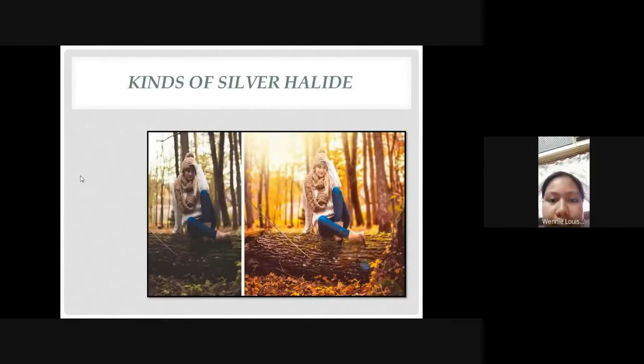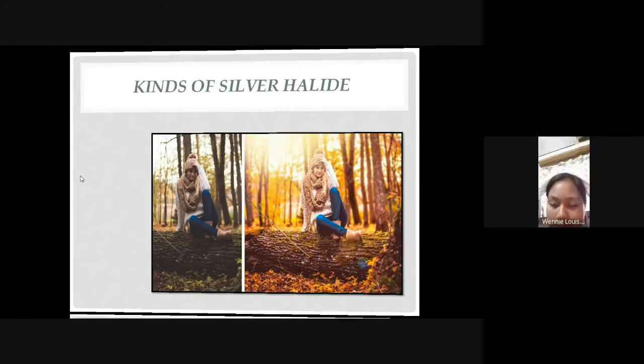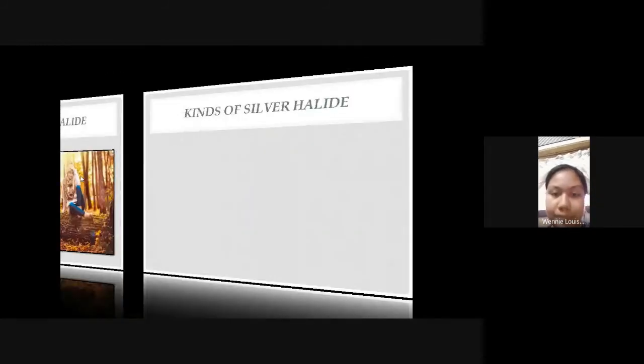Just like in the picture, on the left is the normal color picture, while on the right is the result of the silver chloride. Next.